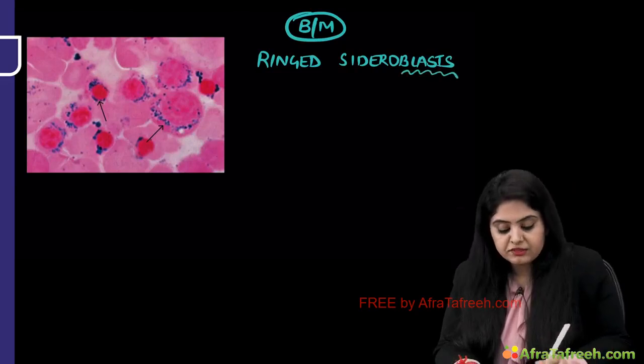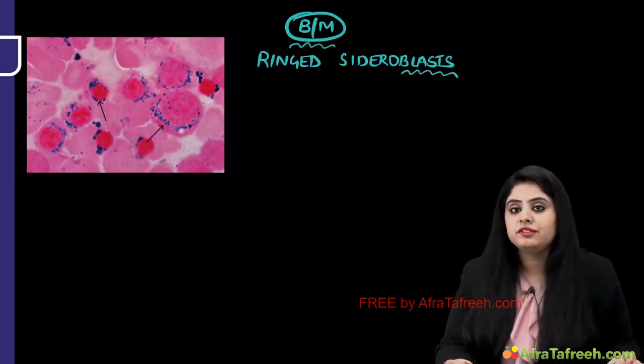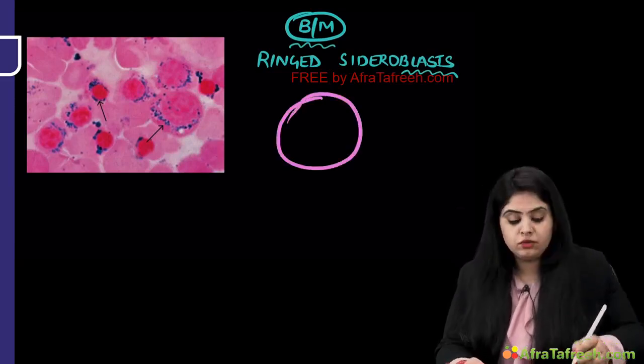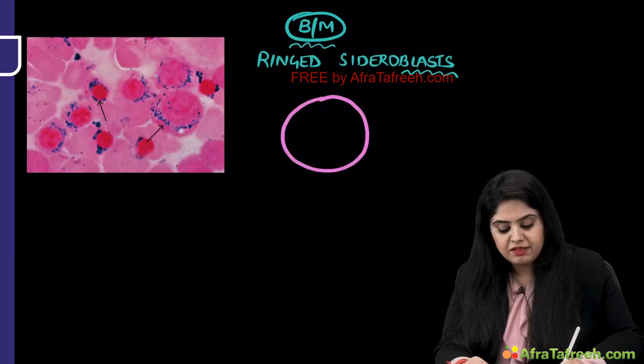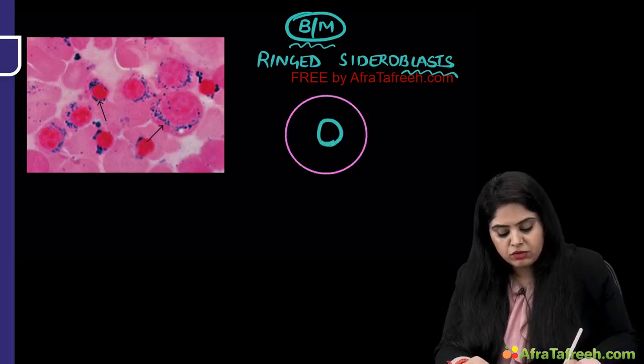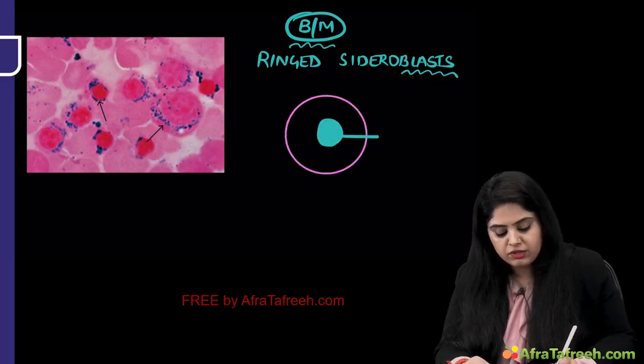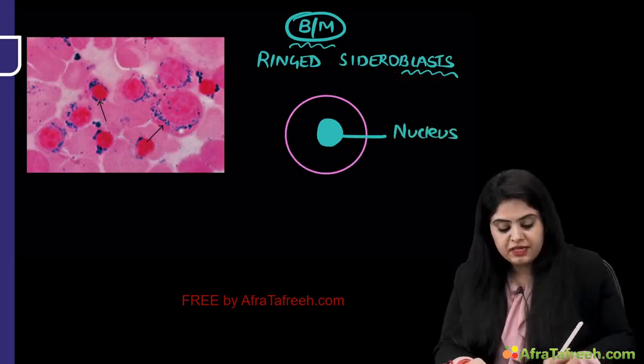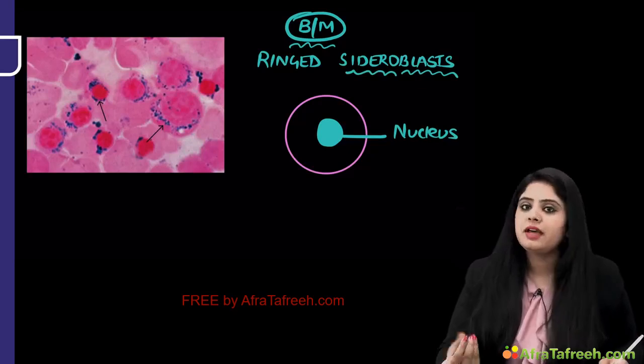I'm saying blasts because in bone marrow I have precursors, right? And do blasts have a nucleus? Yes. So I'm going to draw a cell over here, and in that cell, I'm definitely going to draw a nucleus because all the blasts have a nucleus. So here you have the nucleus of an erythroblast. Some blast is there. Why did I say sidero? Sidero means iron will deposit here.